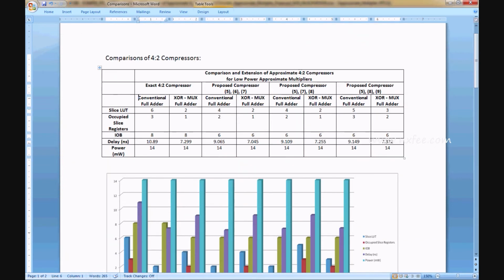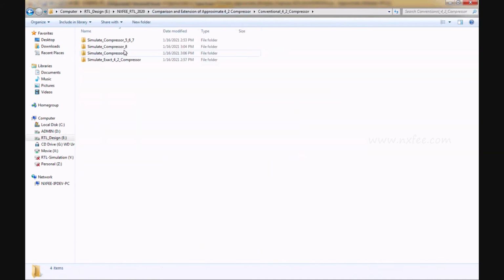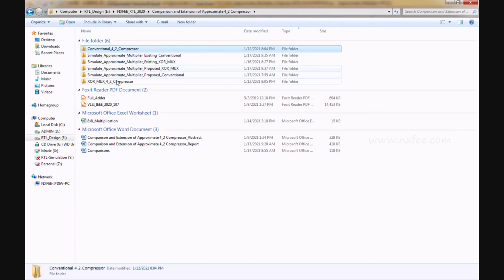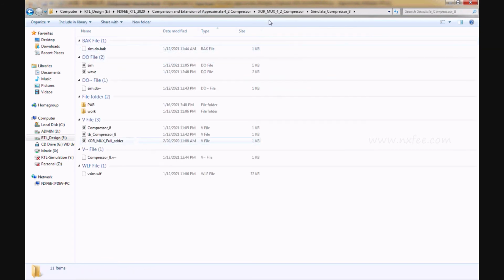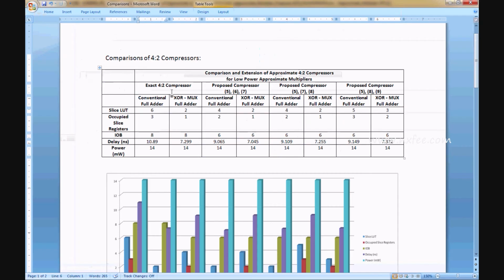We have a lot of code for this. Here we designed all the existing compressors: 5,6,7 and 5,6,8 and 5,6,9 exact compressors. The proposed method has separate code for that: existing conventional method, existing XOR method, proposed XOR method and proposed conventional method. All the comparisons will be given here, but in the video file it is not possible to explain all the code. So we gave a short note on the code for the existing and proposed conventional method and XOR-mux method.